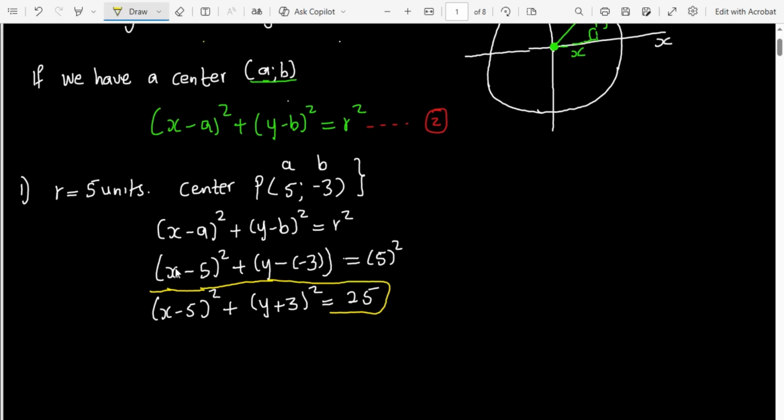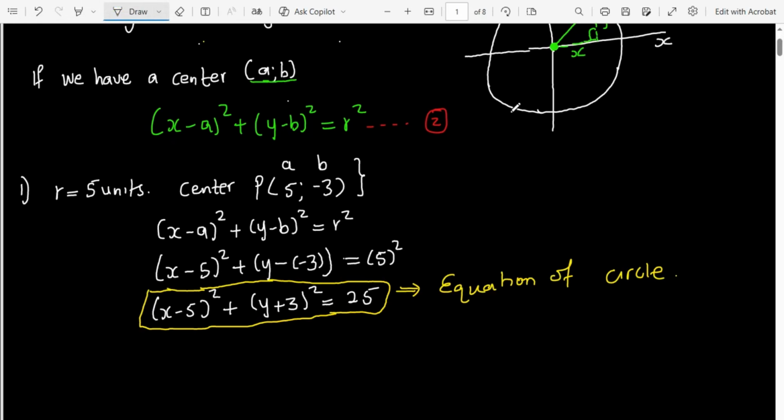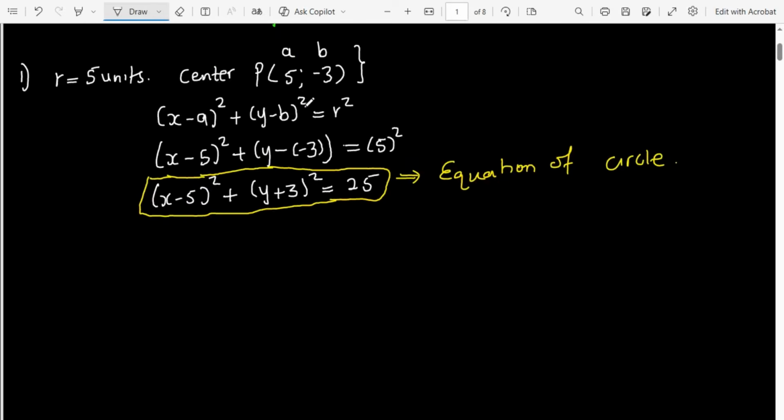This will be the equation of the circle. Okay, so this is your equation of the circle. Right. I hope everyone is happy about that. Let's work on more examples. But now, let's say that on this example, we were determining the equation of the circle.